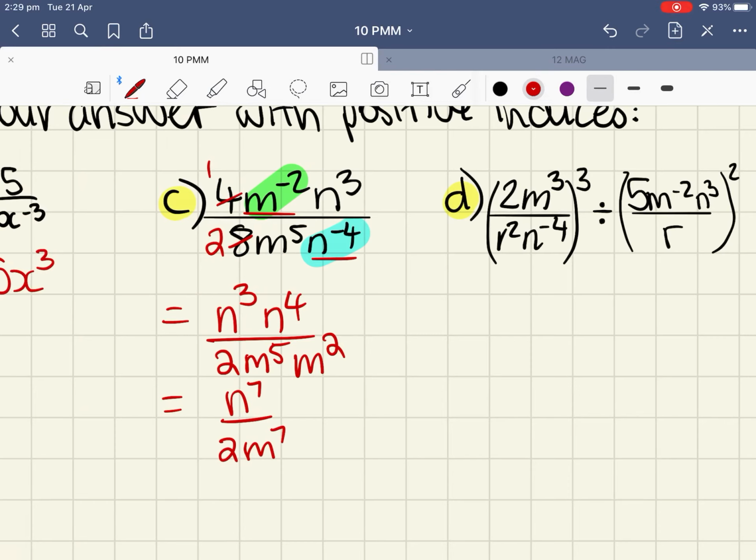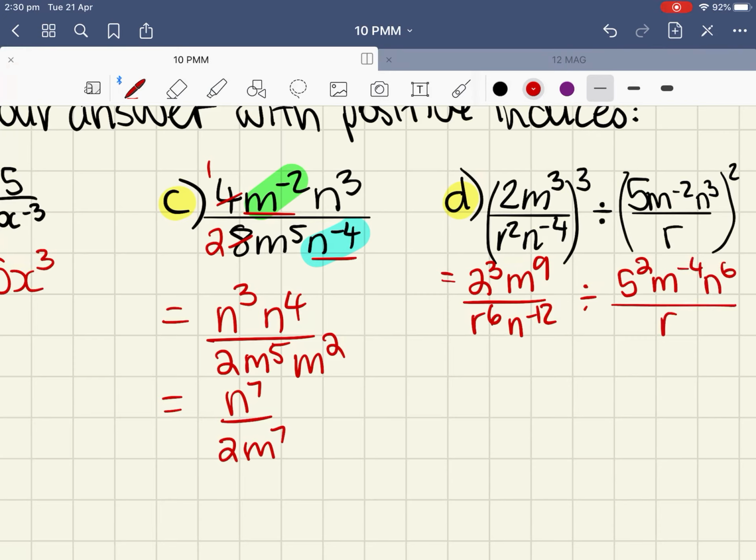So let's do that. I'm going to zoom in a bit here. Okay, so that's equal to 2 cubed, m to the 9, and I've just evaluated that straight away because 3 times 3 is 9. Remember, we have to multiply the indices when we bring that in. That's over r to the 6, n to the negative 12. And again there, guys, that's 3 times 2 is 6. 3 times negative 4 is negative 12. Divided by 5 squared, m to the minus 4, n to the 6, over r squared.